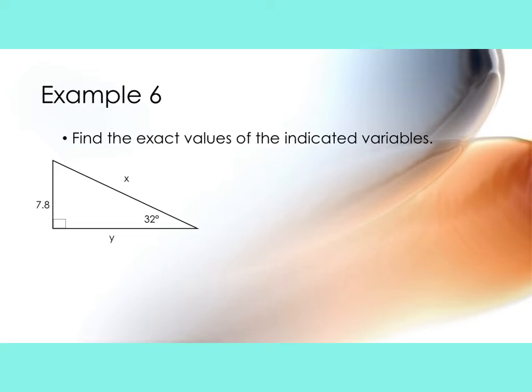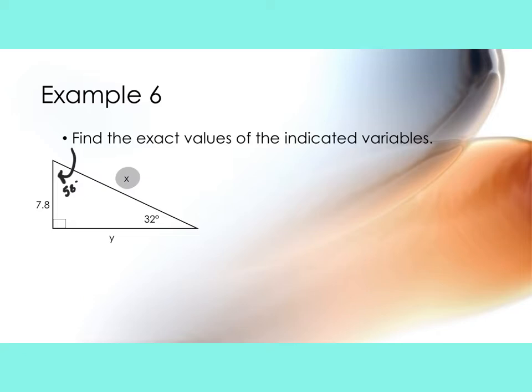If I want to find the missing measurements on this triangle, first of all, if it said solve the triangle, it means find every missing piece. This just says find the exact values of the indicated variable. If it had said solve the triangle, I would have also had to find that angle. To do that, I would just do 90 minus 32, so that would be 58 degrees. So if it says solve, it means find all the missing parts. But for this one, I just want to find these variables.